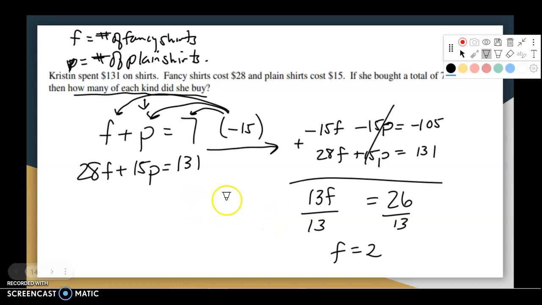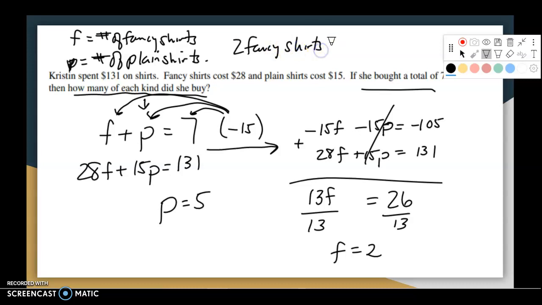All right. Now, the question is, how many plain shirts did she buy? You could take F equals 2, plug it into one of these 2 equations, and solve for P. But let's just be honest here. She bought a total of 7. If she bought 2 fancy shirts, then that means she had to buy 5 plain ones, right? Because she bought 7 total. Okay, so our conclusion is 2 fancy shirts and 5 plain shirts. And that's our answer. Okay, we're all done.